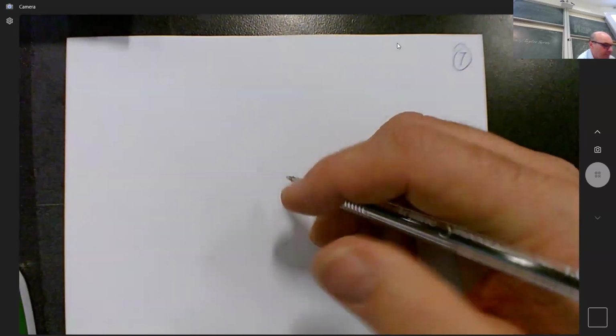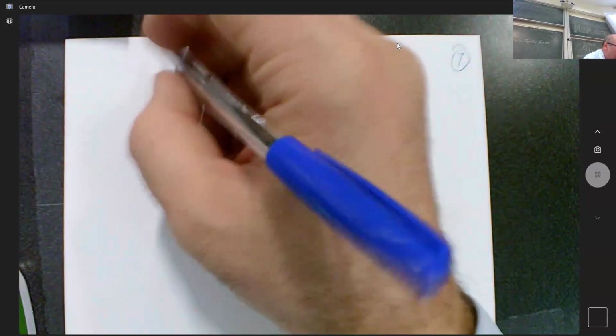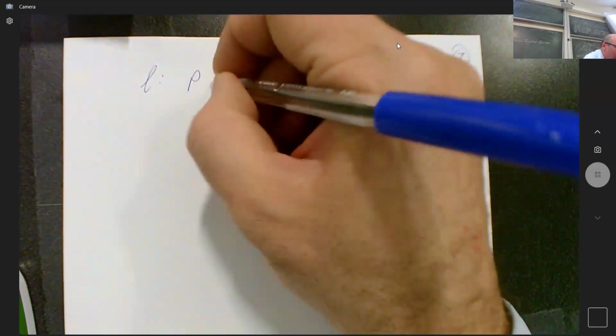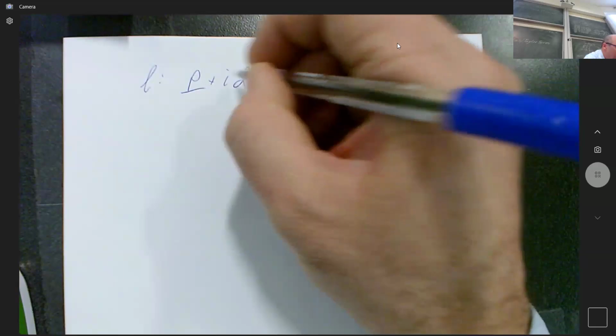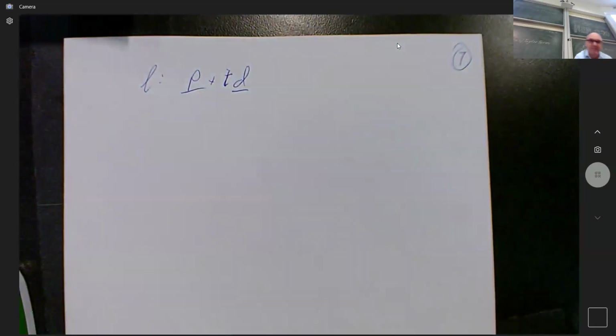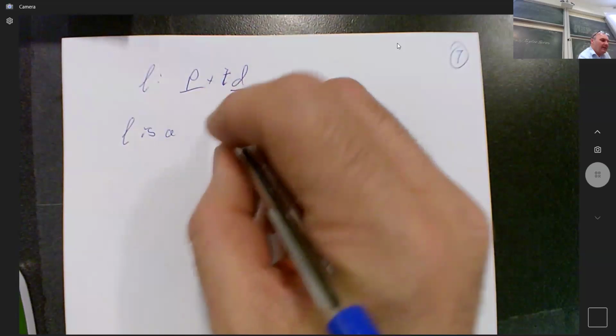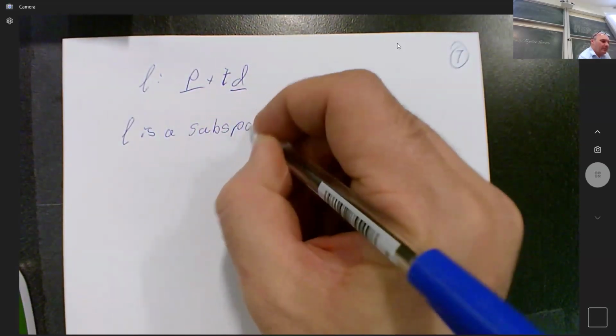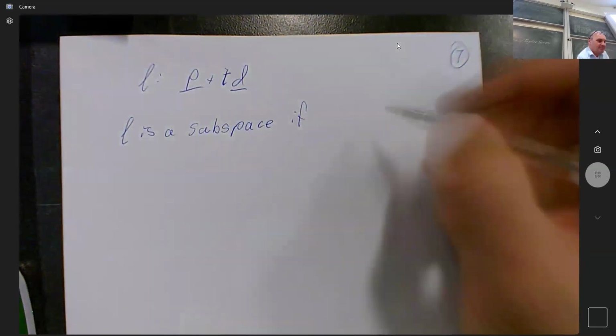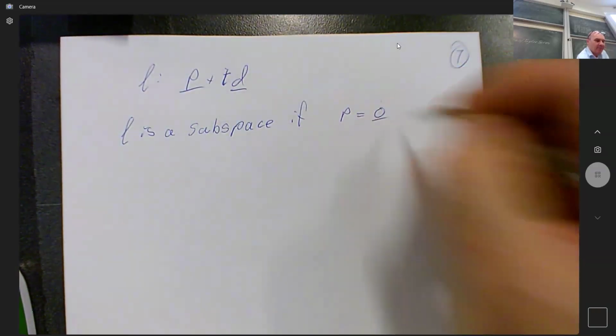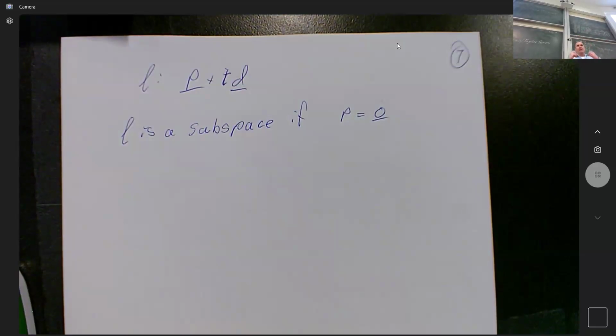We actually covered that in math spec or 1M, depending on which one you did. So L is a line and it goes through P plus T times a direction. So that's the general form of a line. L is a subspace if P is equal to 0.